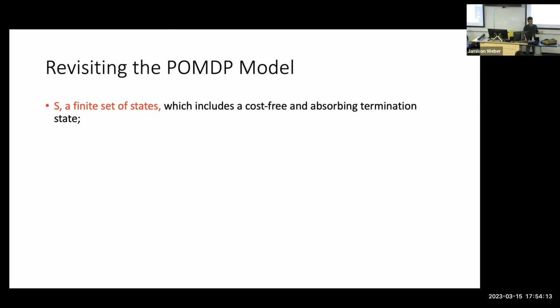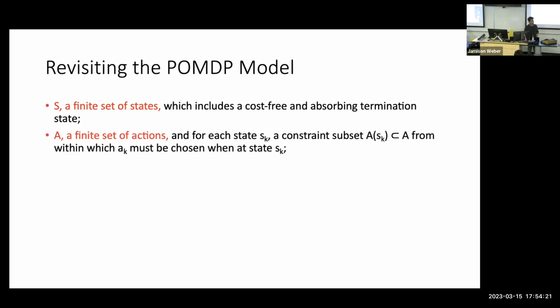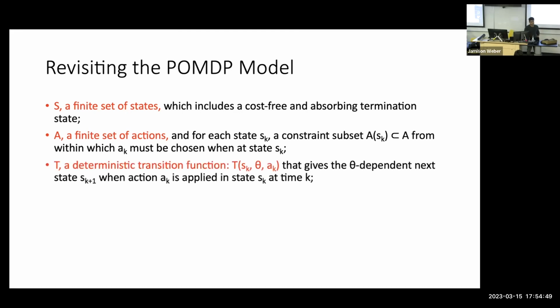We start with a finite set of states, and we assume there is a known termination state, which is cost-free. Then we have a finite set of actions that will take us from one state to the other. There is a constraint subset that is dependent on the current state at step K, which essentially means that there are certain actions which are feasible at that stage. Of course, you could say that all the actions are possible at every stage, but just to constrain the subset of actions to only the valid actions which are possible, we take this subset of the entire set.